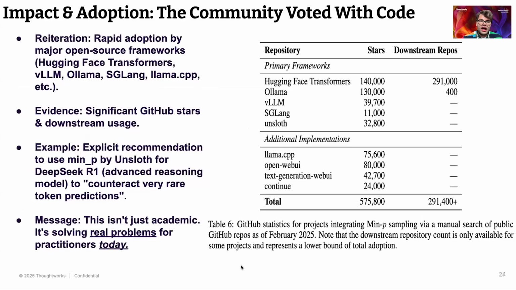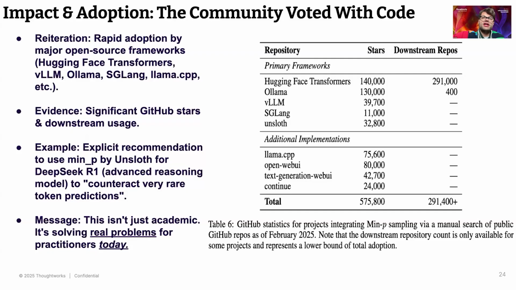So I'm going to finish up by talking about community impact and where you can use this, and then I will give a demo of how easy it is to swap out top-P and top-K sampling with min-P sampling in your own code projects.